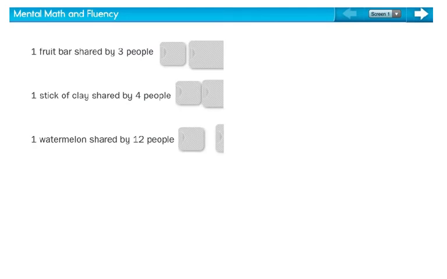So on your whiteboard, you are going to go ahead and do our warm-up for today. In each case, you're going to write the situation as a fraction. So let me show you number 1. 1 fruit bar shared by 3 people would look like 1/3. 1 stick of clay shared by 4 people would be 1/4. And 1 watermelon shared by 12 people would be 1/12.